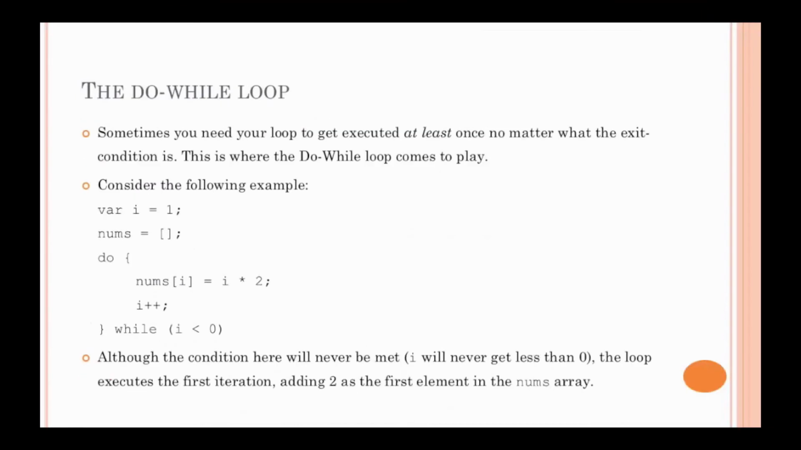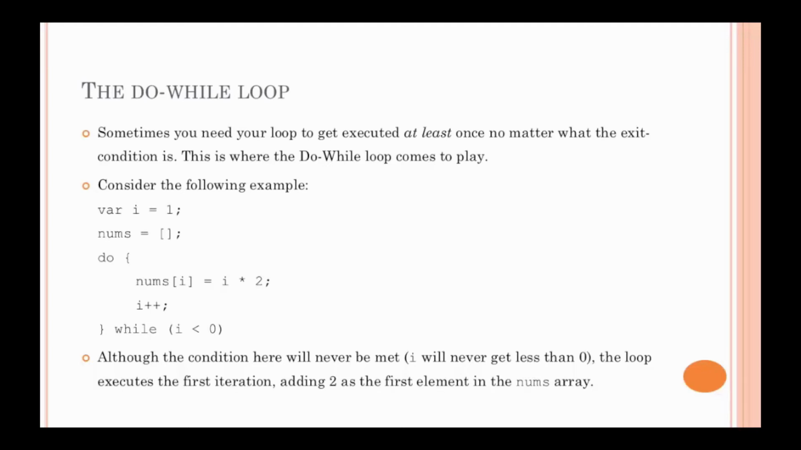Now we have another type of loop that is somewhat related to the while loop, but it's called a do-while loop. The difference between the while and the do-while loop is that the do-while loop will execute the iteration at least once, no matter what the expression that was used to evaluate it was.